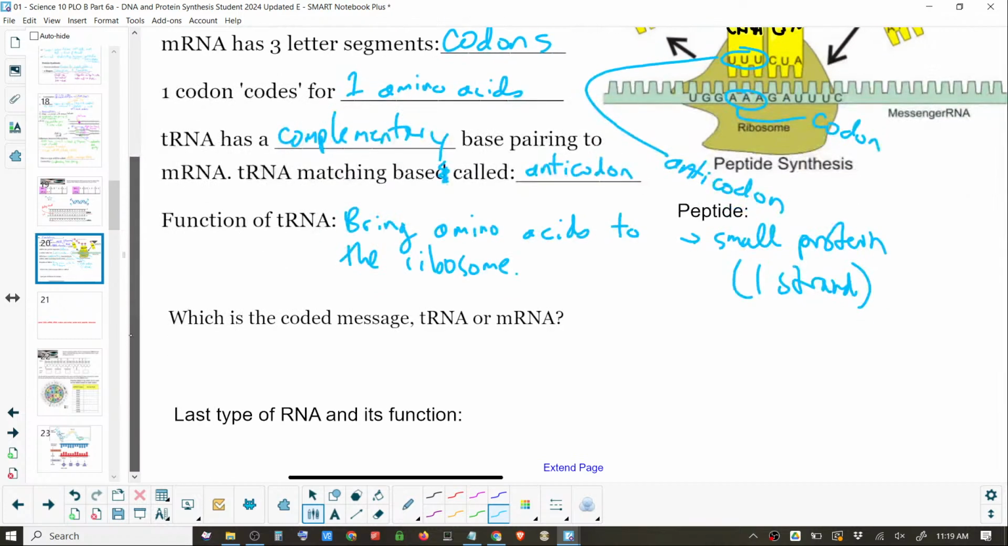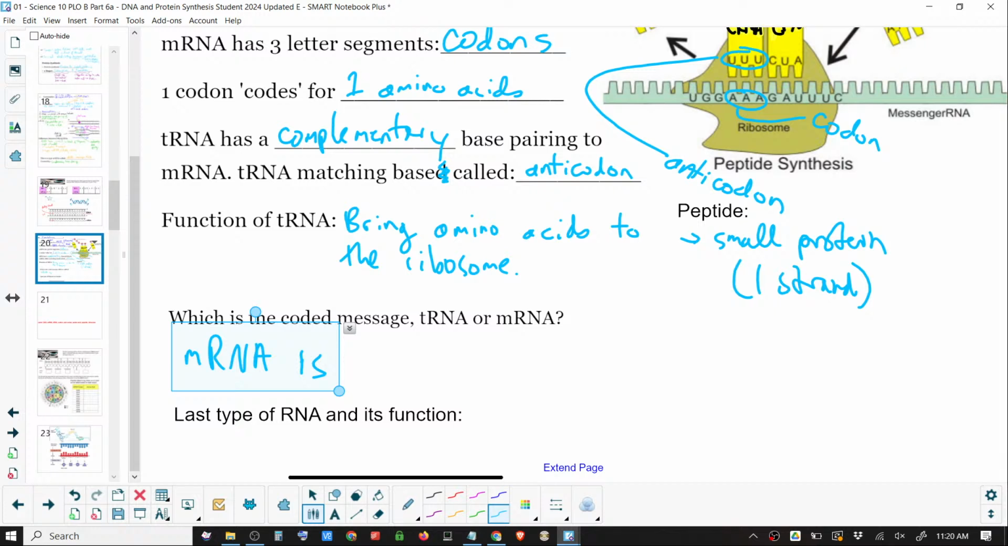So, which one is the actual coded message? mRNA or tRNA? Jamie. I caught you before you had to leave. Yes. mRNA? mRNA. Why? Because it's the product of transcription.